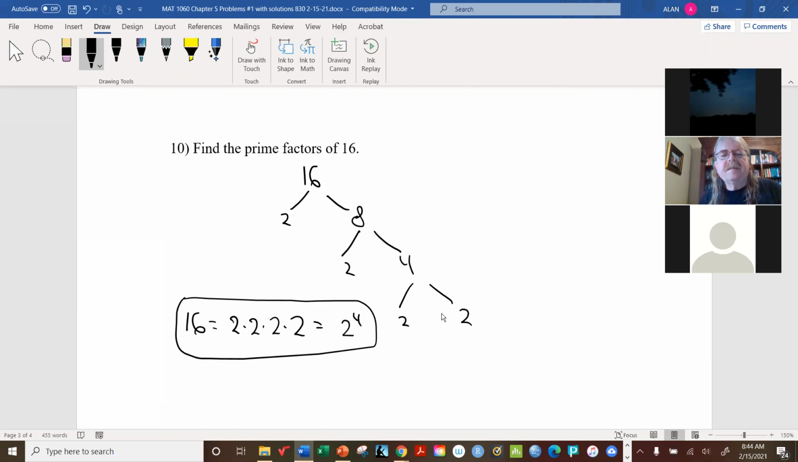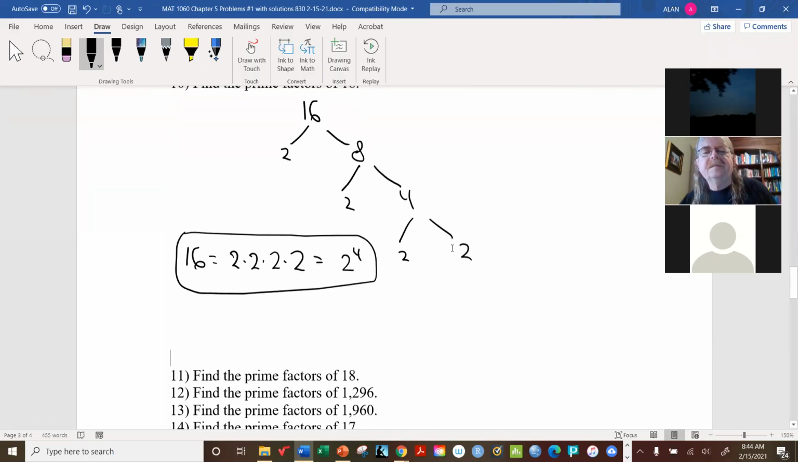All right. So the key here is that the product of those numbers gives us 16, and there's no other way of expressing this as a product of primes. It's unique to that number. That's what the fundamental theorem of arithmetic tells us.